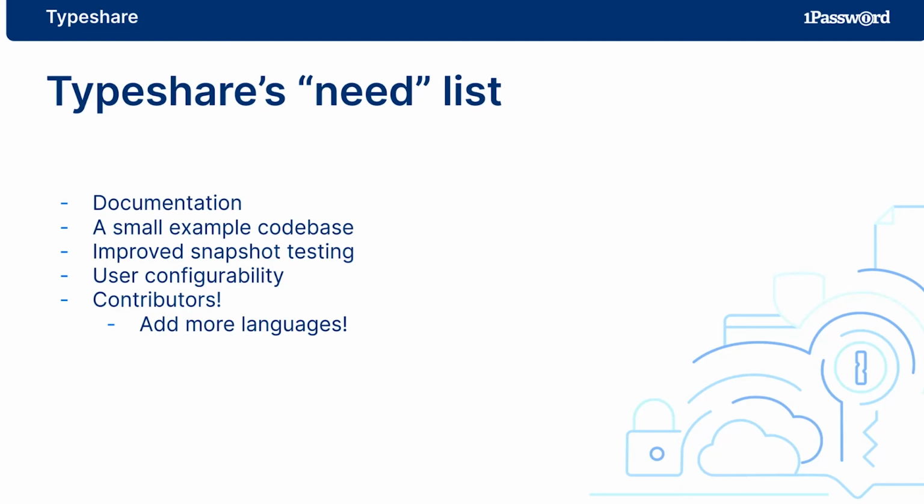We'd like to see some more user configurability. There are still a couple hard-coded things that we need internally for our types. We'd love to pull those out into user configurable things that could work for anyone using the code base. And finally, we need contributors because, well, everyone always needs contributors. So we'd love to get some people helping out, more people pitching in. We'd love to see support for more languages, like I said earlier.